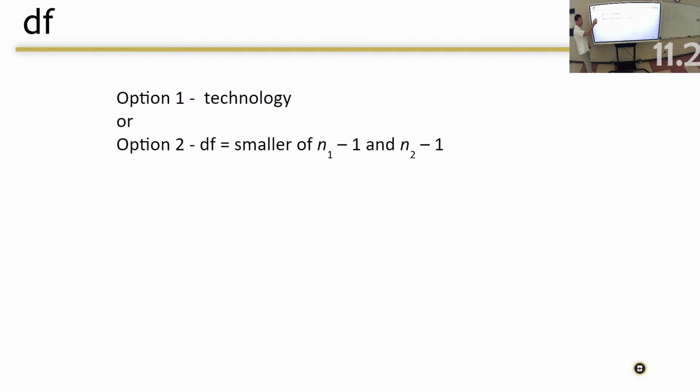So option 1, we're going to get from our calculator, and it's going to be some weird number that comes from a crazy, crazy formula. Or if we can't use our calculator for some reason, we'll just use the smaller of the n-1s. Both of them are acceptable. This one is not as accurate, or precise, I should say, as this one. They both work. This one just gives me a little bit wider interval. I'm more likely to fail to reject.